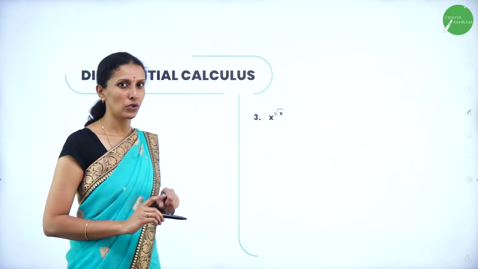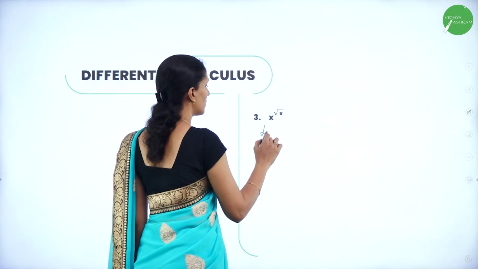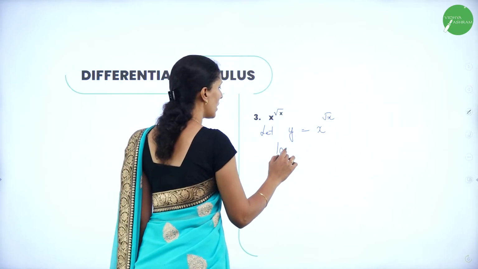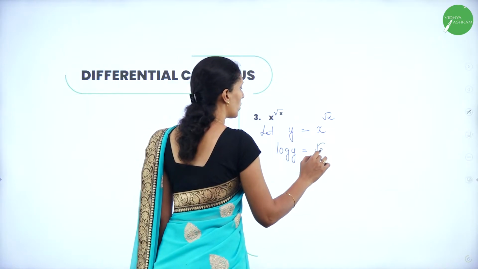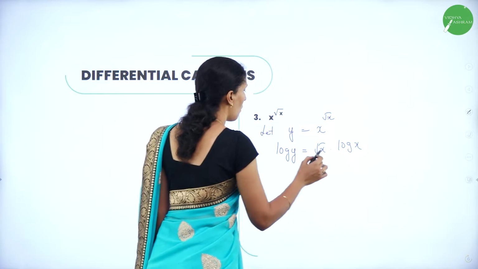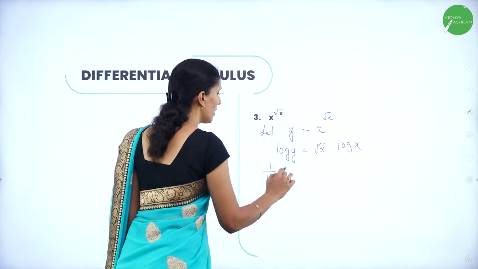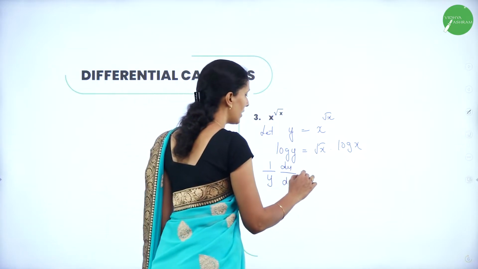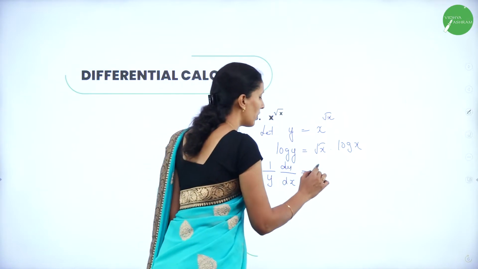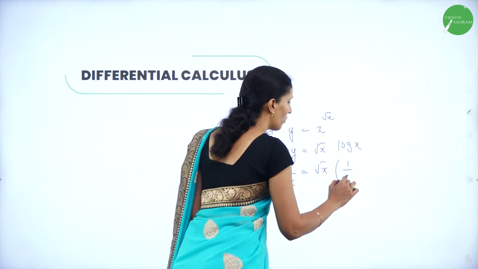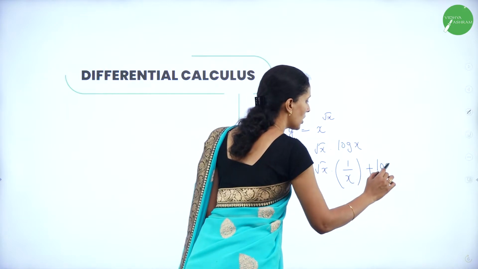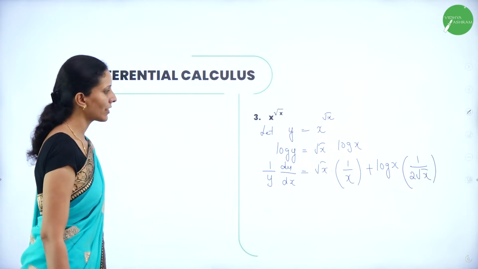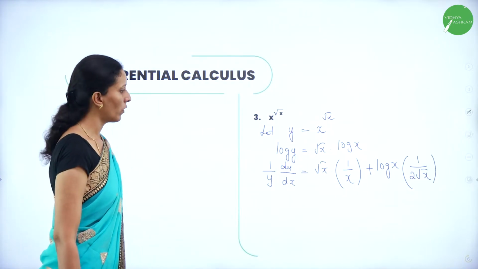Next, we have x to the power root x. So let y is equal to x to the power root x. Now apply log on both sides. It is log y equals root x into log x. Now what is log y derivative? It is 1 by y dy by dx. So differentiating on both sides, it is 1 by y dy by dx, and here apply the product rule: first function into derivative of the second plus second function into derivative of the first. So you have root x by x plus log x into 1 over 2 root x.